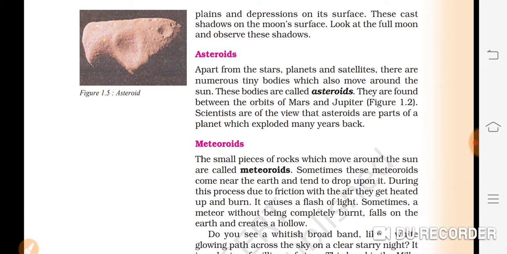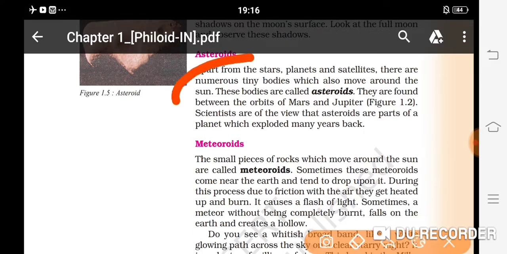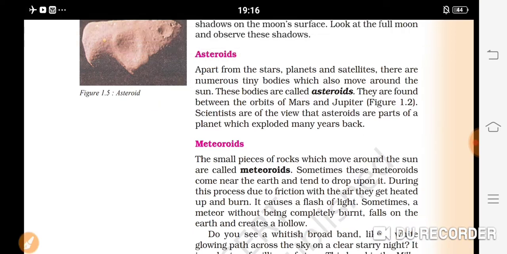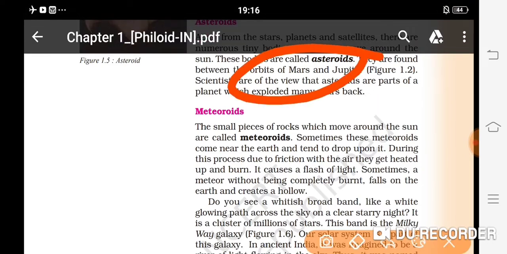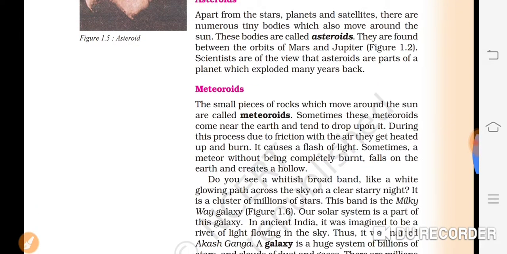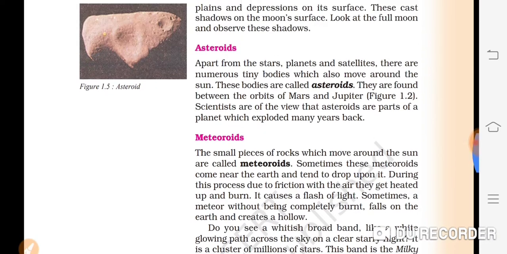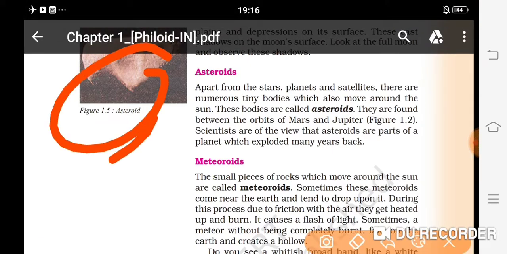Asteroids. What are asteroids? Apart from the stars, planets and satellites, there are numerous tiny bodies which also move around the sun. Very important. These bodies are called asteroids. They are found between the orbits of Mars and Jupiter. Very important. Where are they found? Mars and Jupiter. A question asked many times, so you have to understand this. Scientists are of the view that asteroids are parts of a planet which exploded many years back.